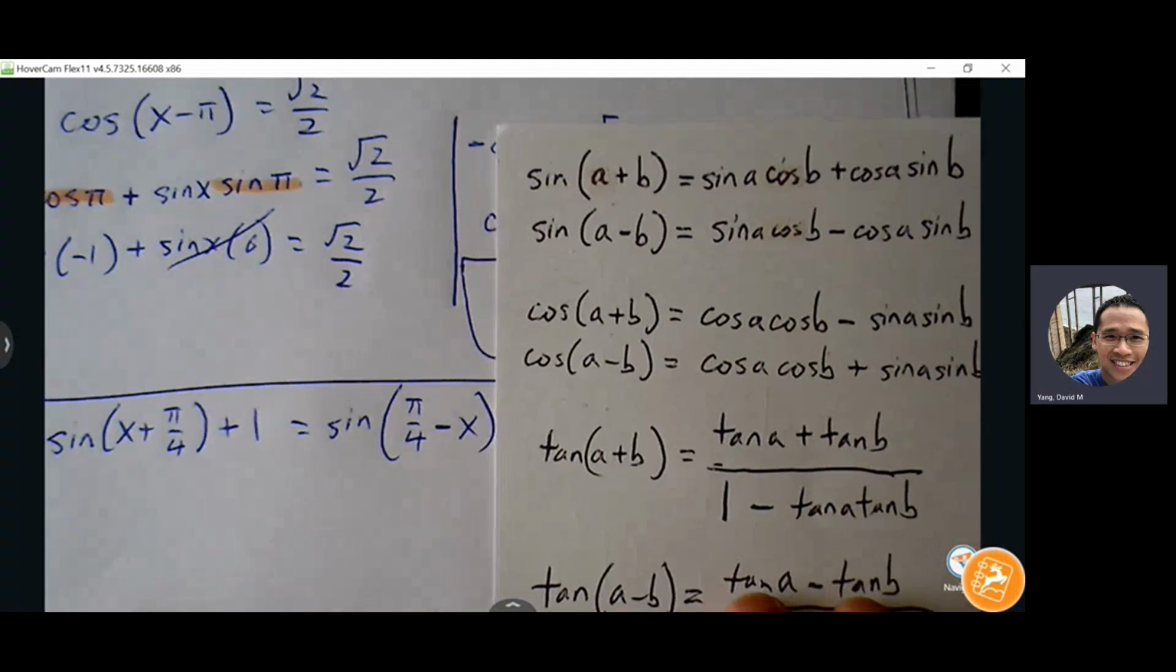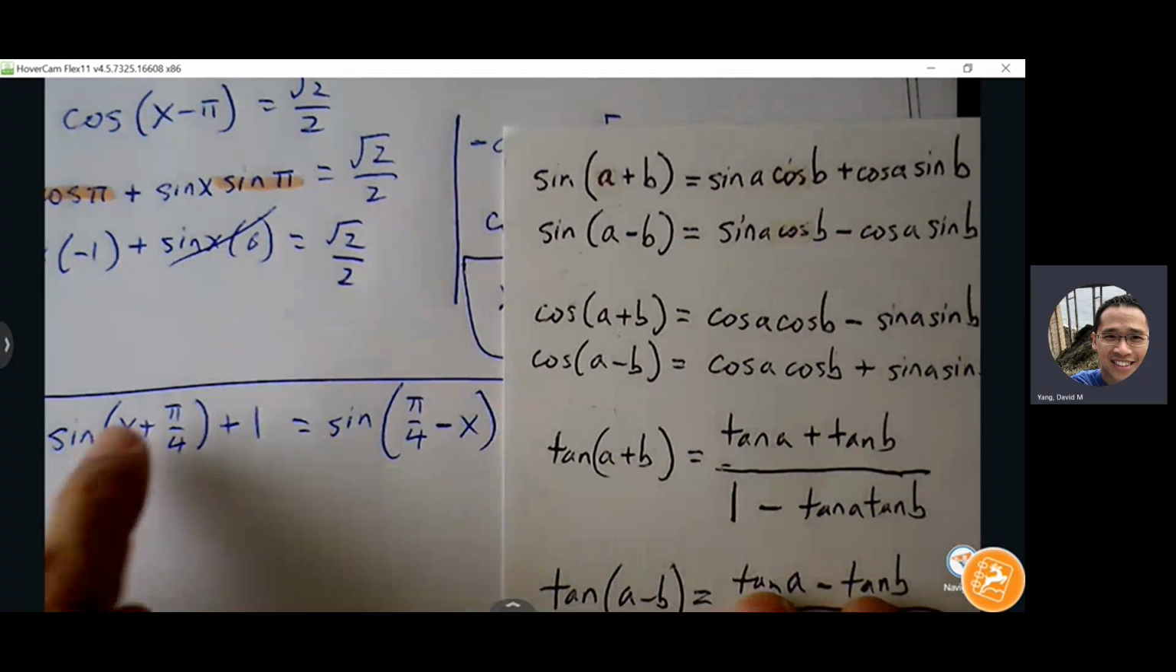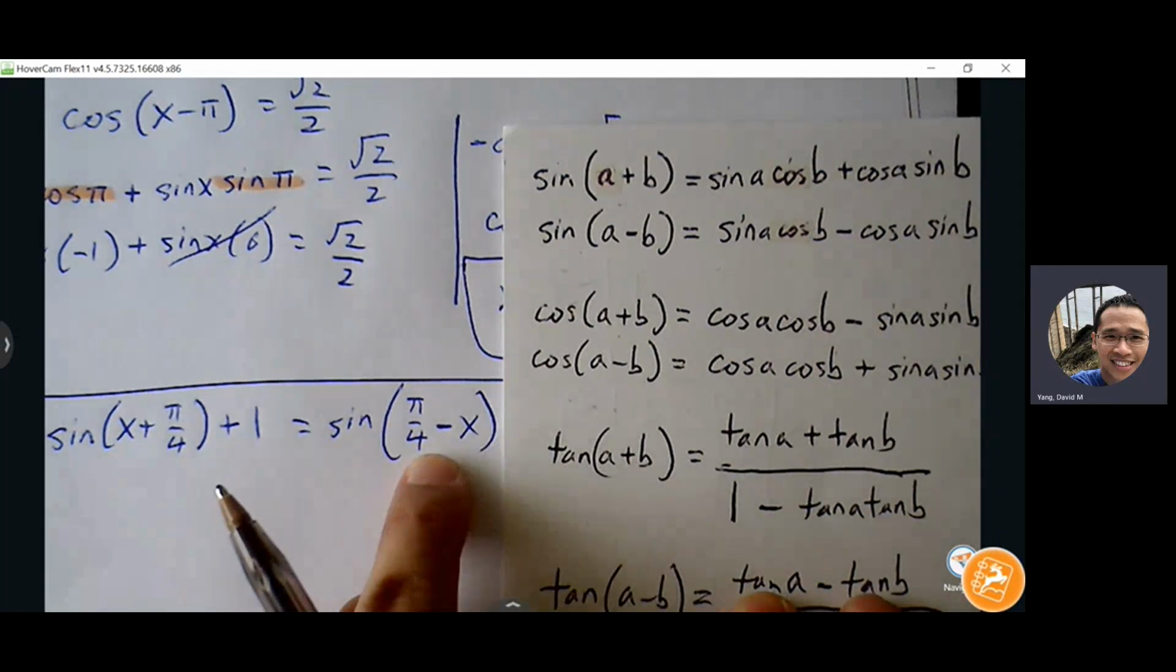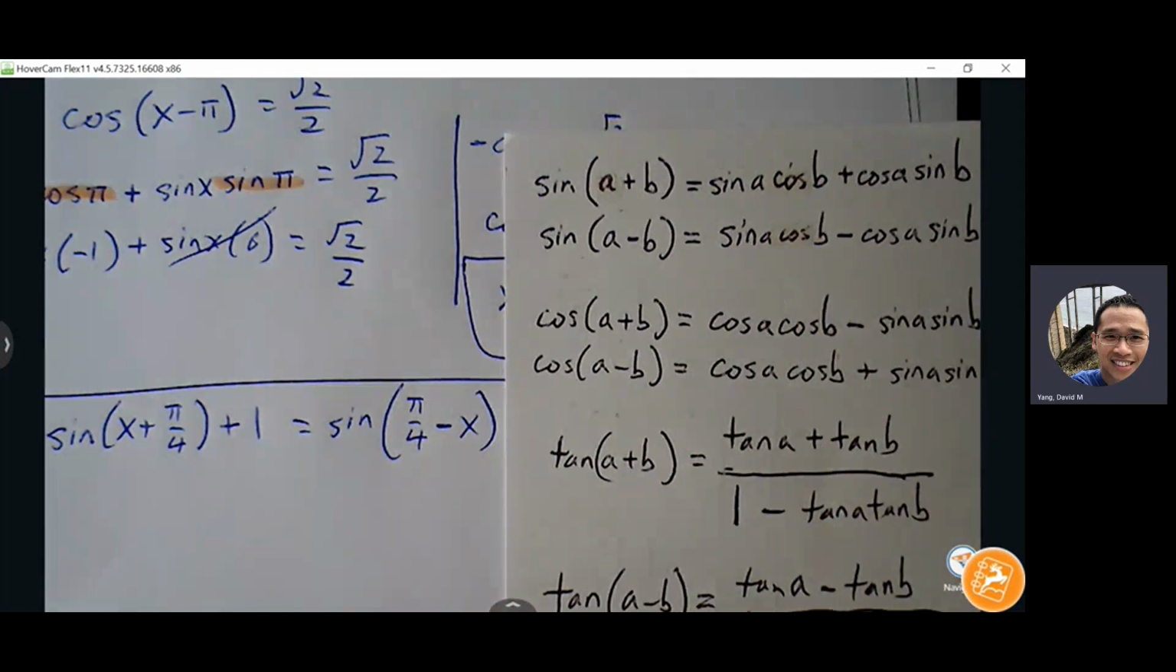So we're going to apply our sum and difference identity twice. We've got the sine of A plus B, and we also have the sine of A minus B to expand. So try those steps.